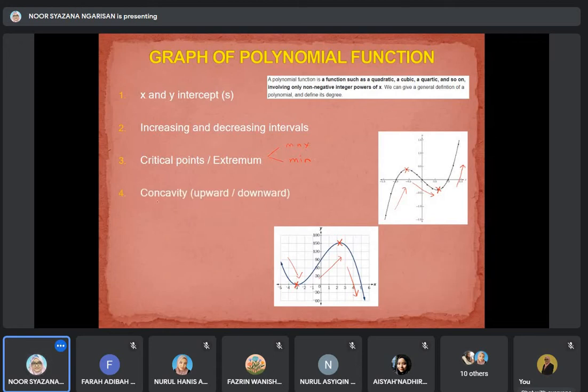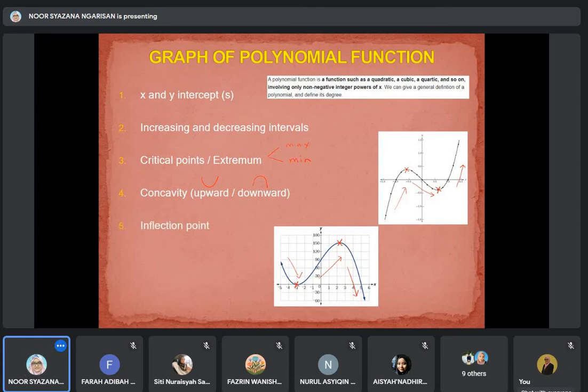Okay, 4. Concavity. Concavity ada dua juga, either concave upward or concave downward. Concave ni maksudnya lengkungan. Okay, kalau concave upward, ke atas senyum. Kalau dulu kita belajar graf tu senyum. Concave downward, dia melengkung ke bawah. Okay. So nak tengok lengkungan. Like the first example, the graph starting with concave downward and then concave upward. But the second graph, dia upward dulu. Concave upward and then concave downward.